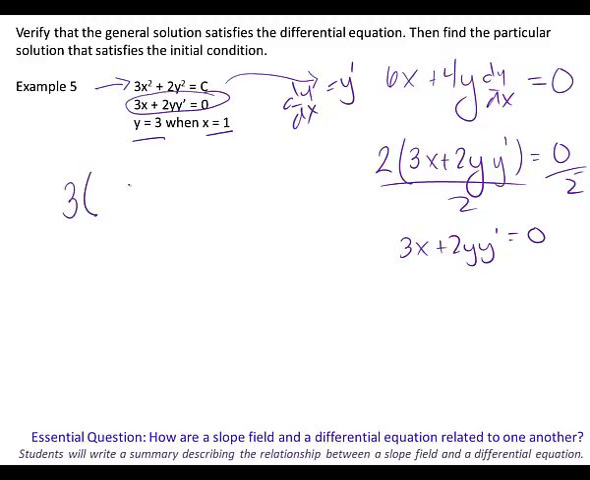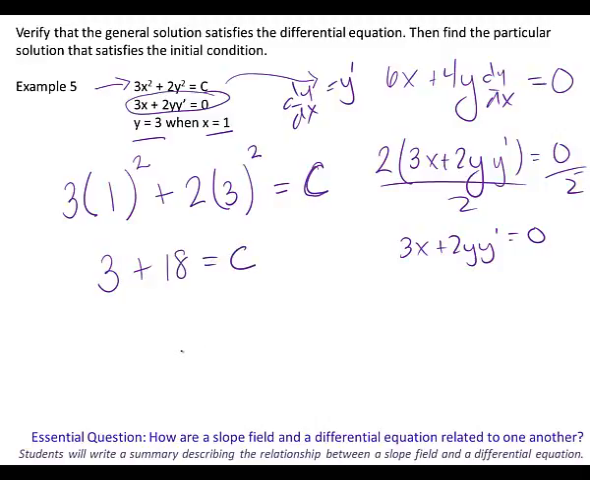So 3, and what are we going to put in for the x? 1 squared plus 2, 3 squared equals the constant. Right? Because I'm going into this original one. I'm going to try to solve for the constant now. So what's 1 squared? 1 times 3 is 3. What's 3 squared? 9 times 2 is 18. 3 plus 18 is? So 21 is your constant.